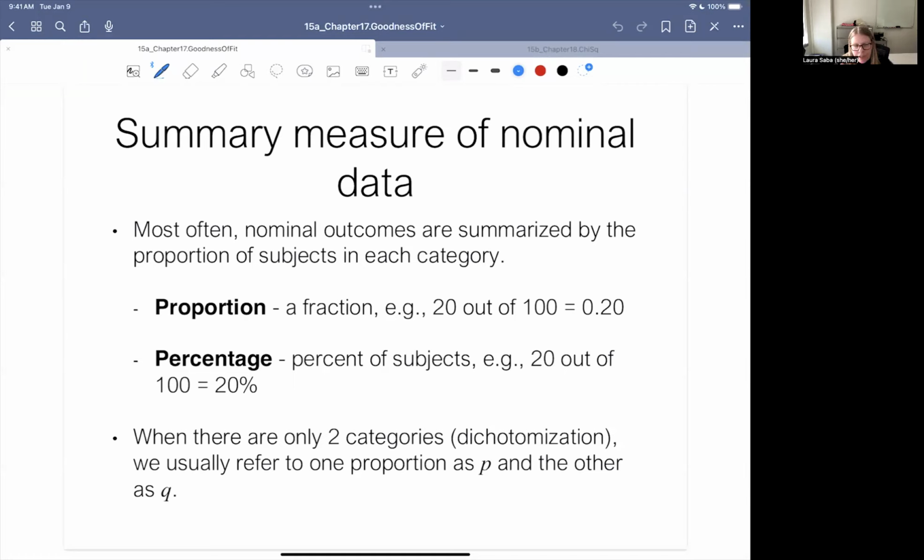So I just wanted to distinguish the words that I use when I'm presenting it as a fraction versus presenting it as a percent. When there's only two categories, we usually refer to one proportion as a P and the other as a Q. Again, no rhyme or reason. That's very traditional. So you might see it when we're doing things like our online sample size calculations and things like that. I want to make you aware.